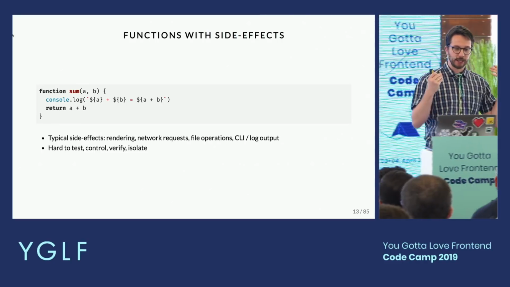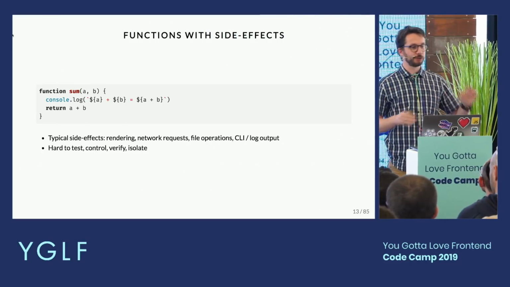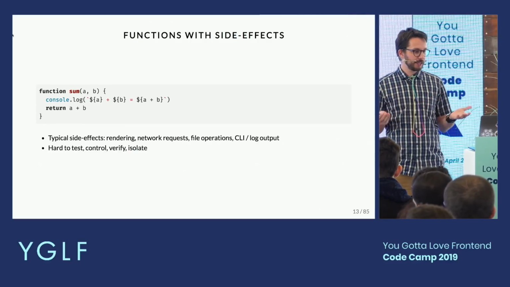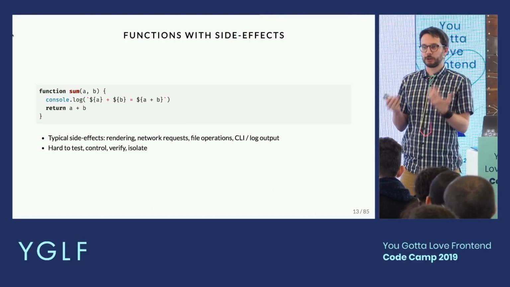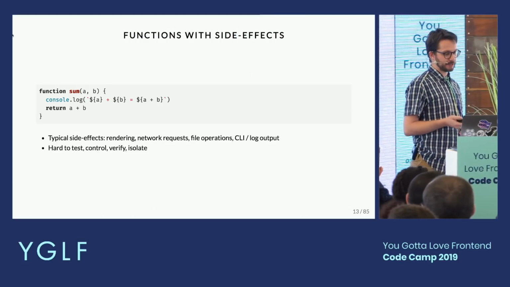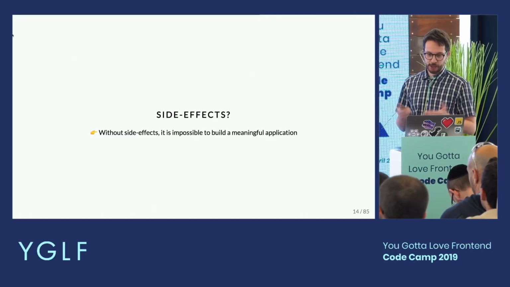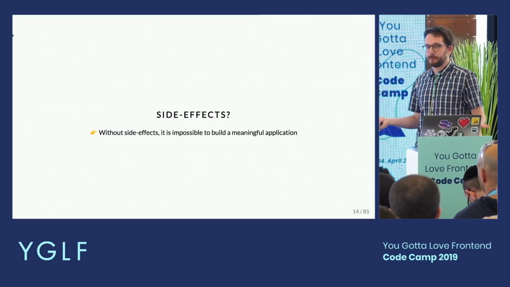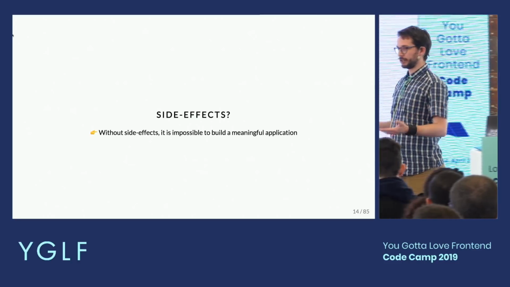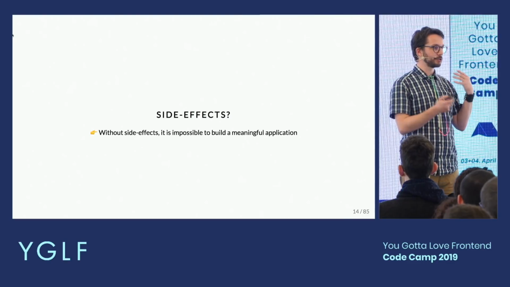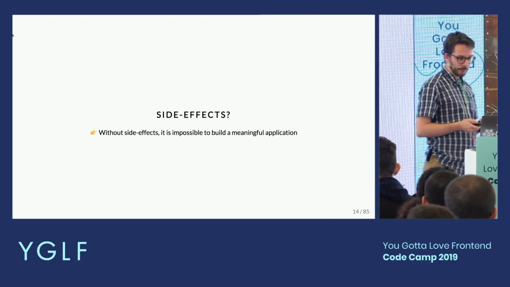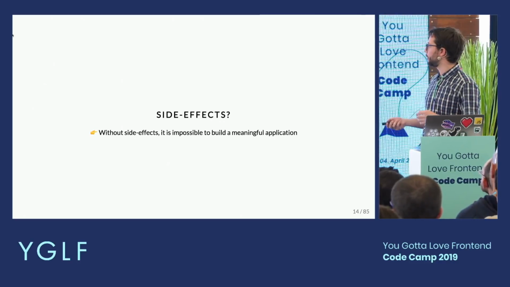We need them for rendering, drawing things on screen, network requests, operating with the file system. We need them, but they're hard to test, they're hard to control and isolate, and you need to stub all kinds of APIs to work with them in tests. It's annoying. But the point is that without them, it's impossible to build a meaningful application. If your application cannot output anything, what is the point of it? It always needs to store something somewhere, show something on your screen, visualize something. So without them, it's impossible to build a meaningful application.